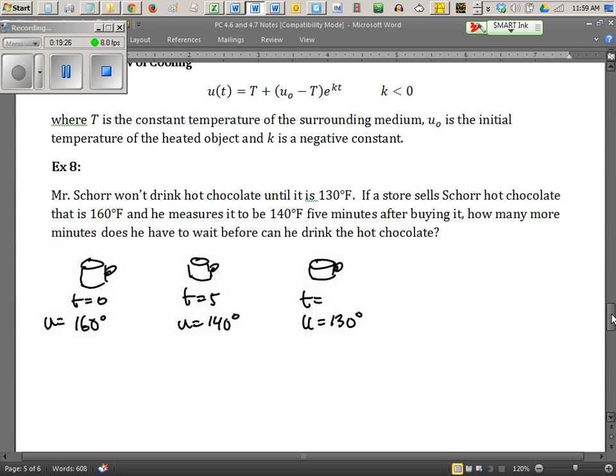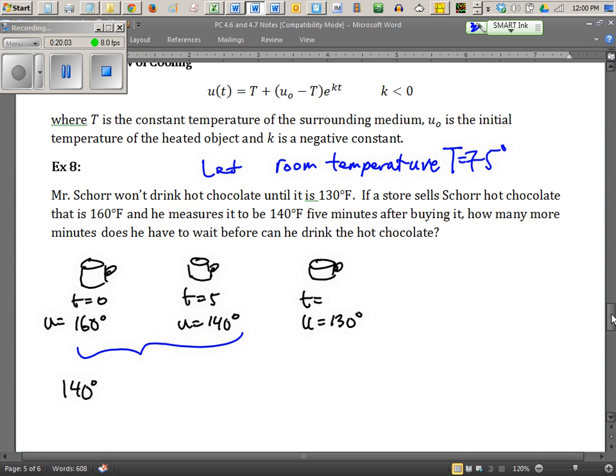All right. So how do you solve this problem? Well, you want to set up this formula actually twice. The first time will be during this first phase right here. Okay, so between these two temperatures, all right? So what happened between time 0 and time 5? Here's what happened. The temperature reached 140 degrees. Now let's assume that Mr. Shore's version of room temperature is 75 degrees. That's my favorite temperature. So we'll just let room temperature be T equals 75, okay? So what happened during this 5 minutes?